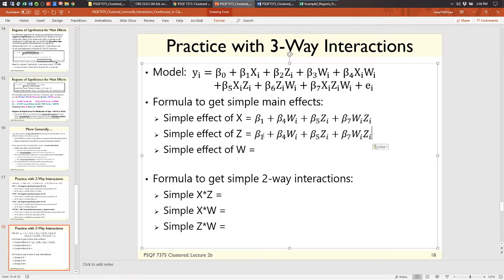How about the simple effect of z? What do I need to change? That's a 2. Do I still need beta 4? Nope. Yeah, I need, let's swap it out for 6, right? And do I need 5? Yes, 5. And do I need beta 7? Do I need to change the letters? Yes. I need to swap out z, because that's the slope I'm going for x, how it's moderated.